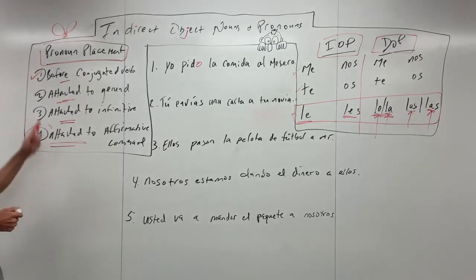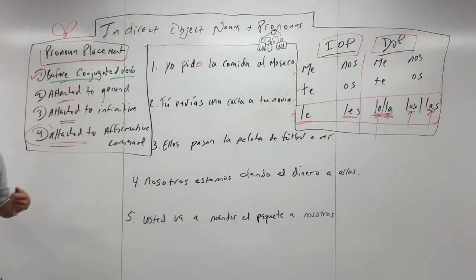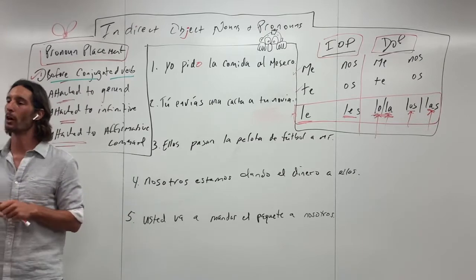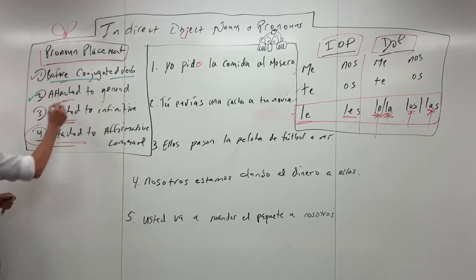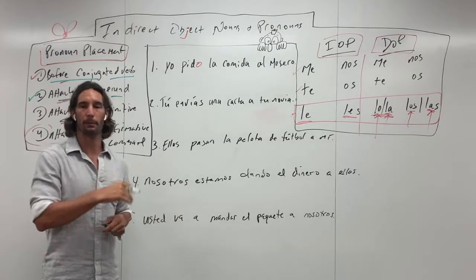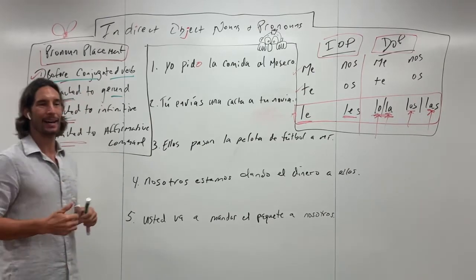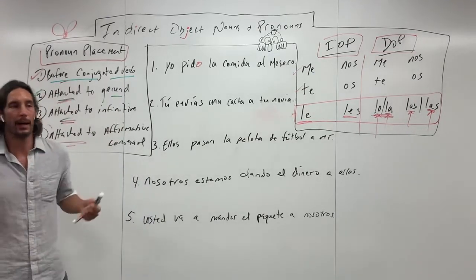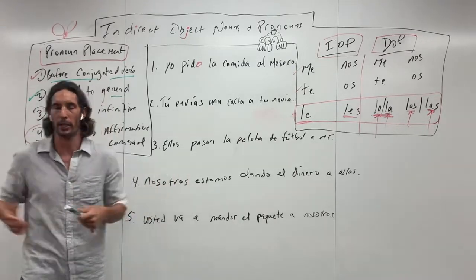And so in terms of placement, it can go before the conjugated verb. So that's a verb that has been conjugated to agree with the subject. It can be attached to the gerund, and the gerund is your -ando or your -yendo, which is part of the present progressive, or you can just use the gerund in and of itself. And then it can be attached to the infinitive, which is an unconjugated verb, just in case anybody forgot what that word meant. So that's like bailar, vivir, hablar, comprar, whatever verb we want to use, but it's just unconjugated. So that's the infinitive.